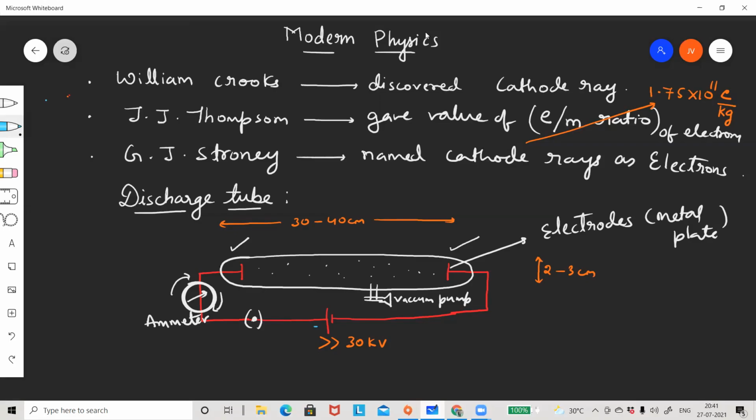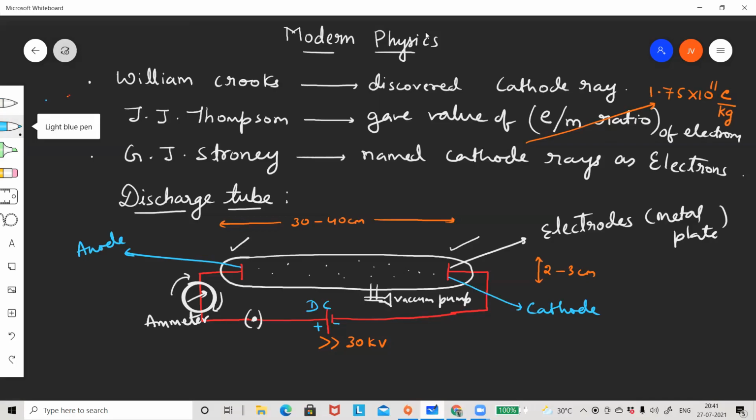The longer one is the positive terminal, the shorter one is the negative terminal of this DC source, direct current source. The electrode which is connected to the negative terminal is named the cathode, and the one connected to the positive terminal is named the anode. So these are the names.